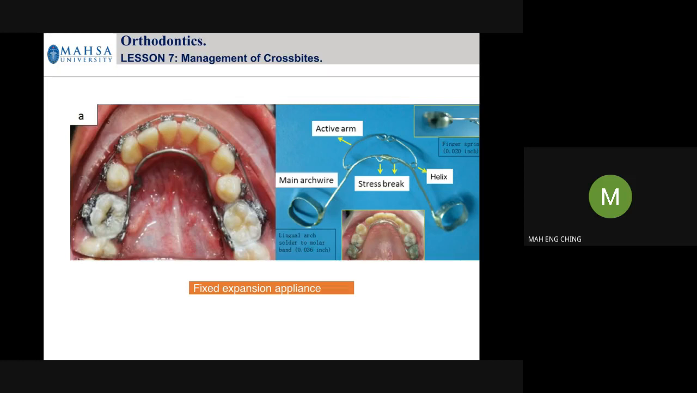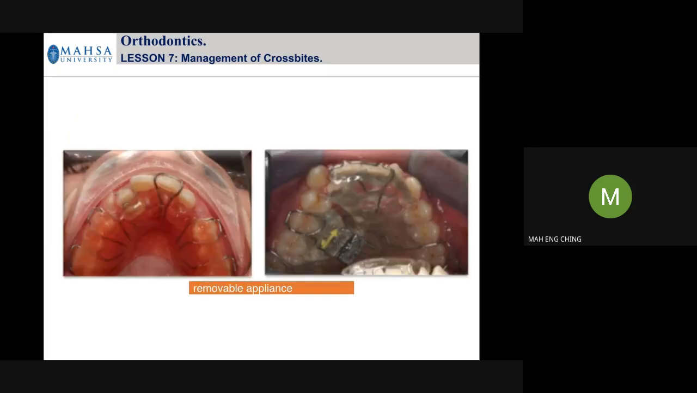Of course, you can put in something fixed. So this one we mentioned many times, removable. The problem is the compliance. So if the patient is not wearing it, nothing will happen. Even the same thing for the expansion screw. Patients have to expand themselves by turning the screw maybe once a week.